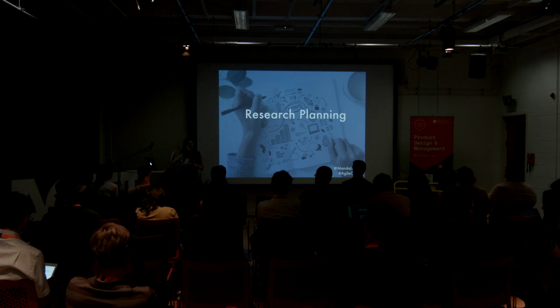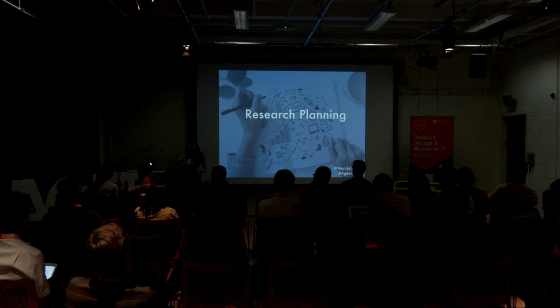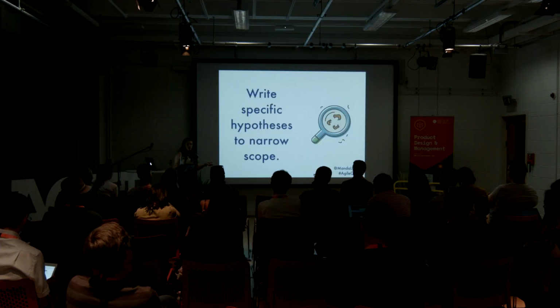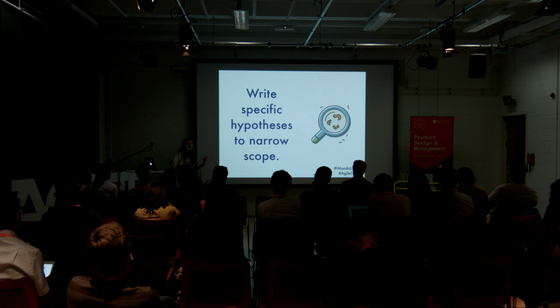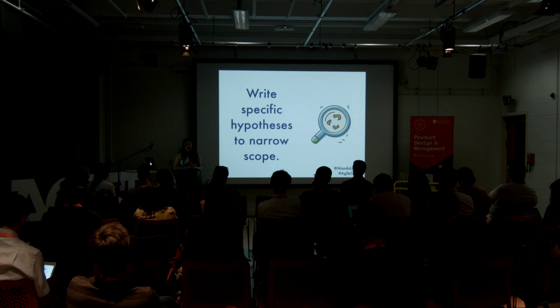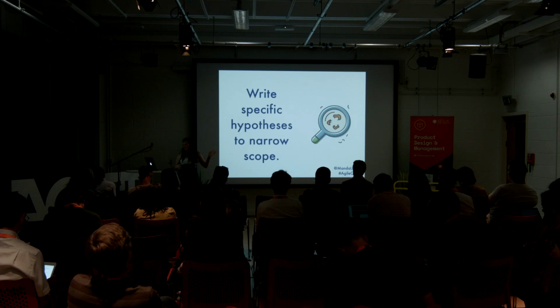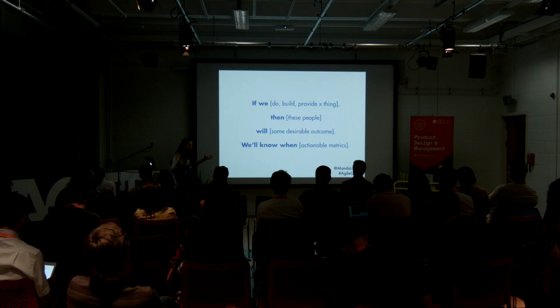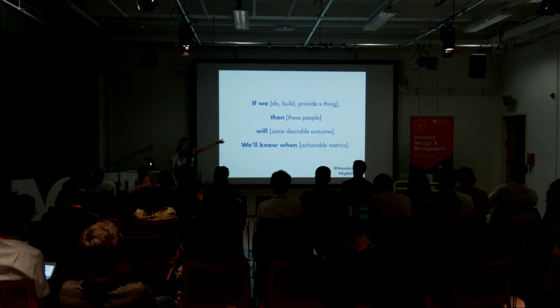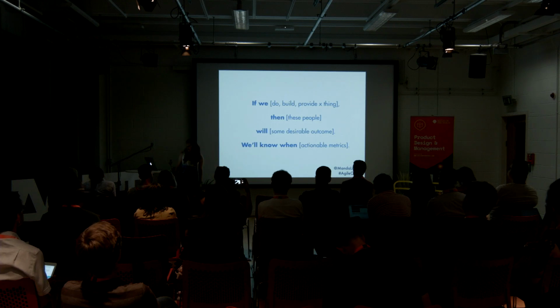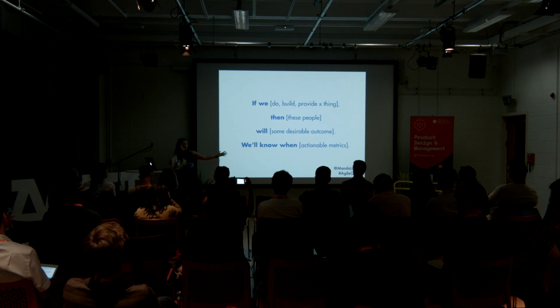As a side note, I'm not going to go deep into the details of different types of UX research methods, but if you have questions about any of this, you can come find me, and I can send you some resources. The first thing that I like to do is borrowed from Lean UX and Lean Startup, which is write a hypothesis, and a really specific one at that. If you're running, say, a usability test or an interview, you can use this general format: if we do something, provide something, make something, then these people, which are the personas you have theoretically targeted, will do something you want them to, and we'll know this when some sort of actionable metric.